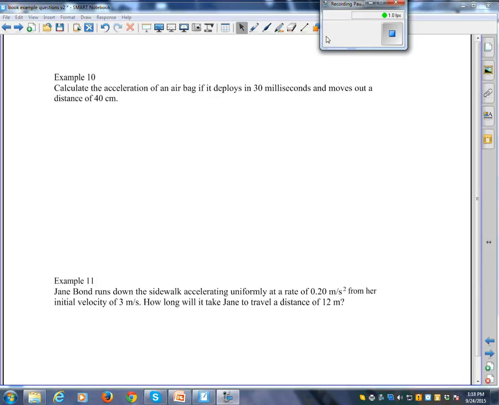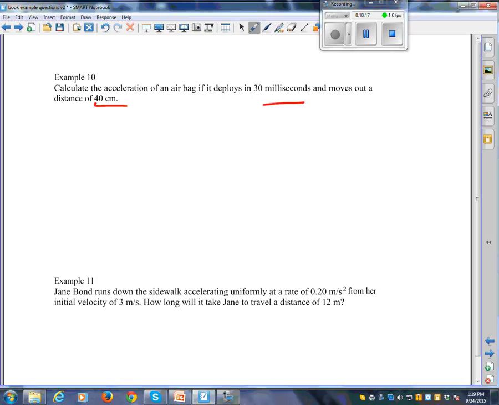Okay, let's look at number 10. Calculate the acceleration of an airbag if it deploys in 30 milliseconds and moves 40 centimeters. Now, what are your spider senses telling you is going on here? Milliseconds, centimeters, right? You're going to have to convert. Milli means thousandth, so 30 milliseconds is 30 thousandths of a second. So we're going to divide by 1,000, move the decimal place 3 places left. We're going to get 0.03.